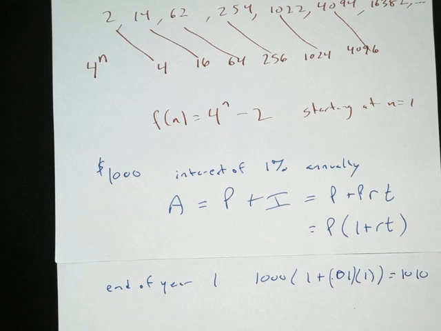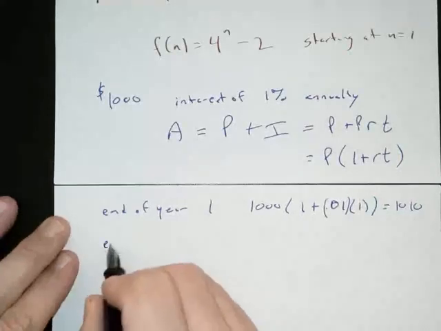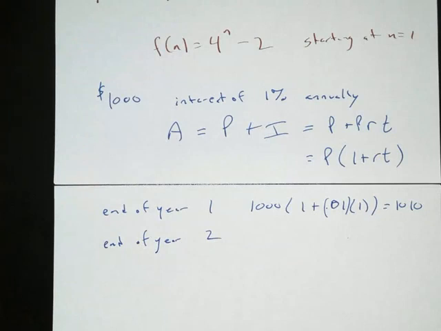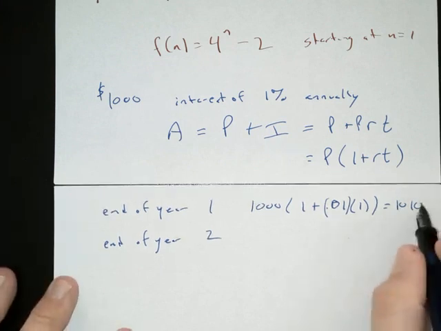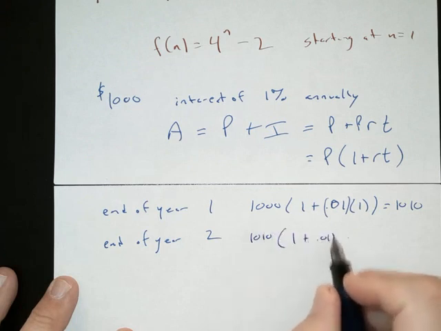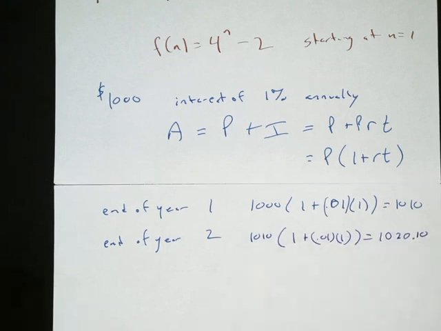What happens at the end of year number 2? I forgot about this checking account. I don't know, I haven't looked at it. The money's just sitting there earning. What happens? Aha. I don't start with this much at the beginning of the year. I start with this much at the beginning of the year. 1 plus 0.01 times 1. $1,020.10.